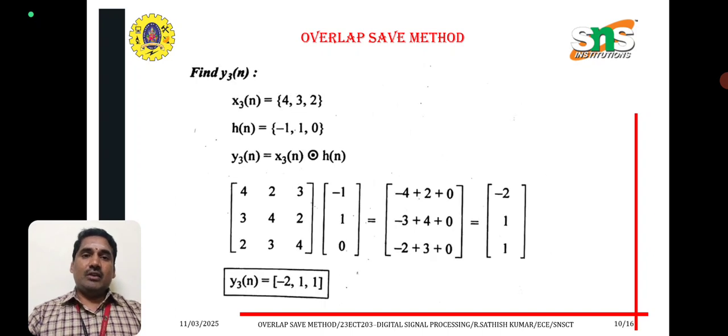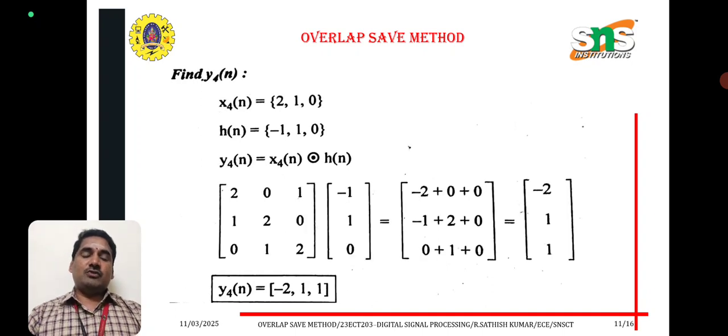And then y3 of n. x3 of n is equal to 4, 3, 2 and h of n is equal to minus 1, 1, 0. y3 of n is equal to x3 of n convolved with h of n. The matrix is 4, 3, 2, 2, 4, 3, 3, 2, 4 with minus 1, 1, 0. Now we multiply and then add. We get y3 of n is equal to minus 2, 1, 1.